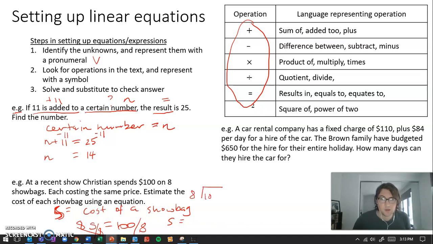8 goes into 100: 8 goes into 1 zero times, 8 goes into 10 once, remainder 2. 8 goes into 20 twice, remainder 4. So it's going to be about $12.50 per show bag. All right. Last question. I'm just going to move my head so I'm not in the way.